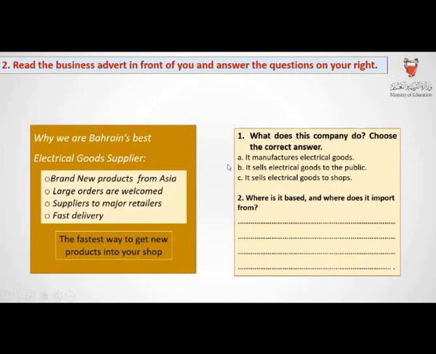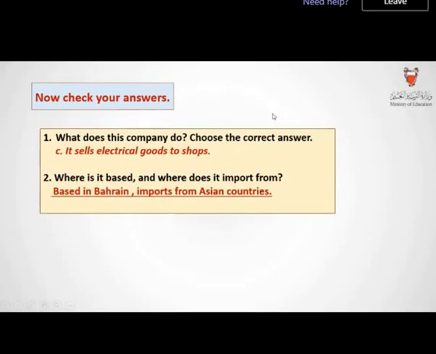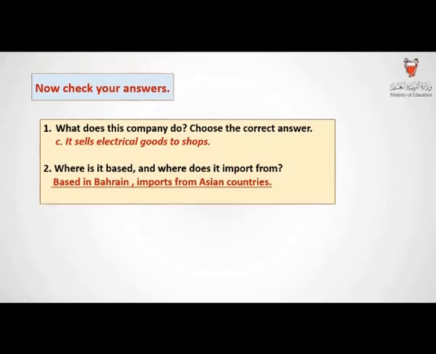All right. Let me give you the correct answer. So what does this company do? Choose the correct answer. It sells electrical goods to shops. All right. Now you can see that goods has the same meaning as products, اللي هم بمعنى بضائع. All right. So electrical goods means electrical products. It has almost the same meaning.